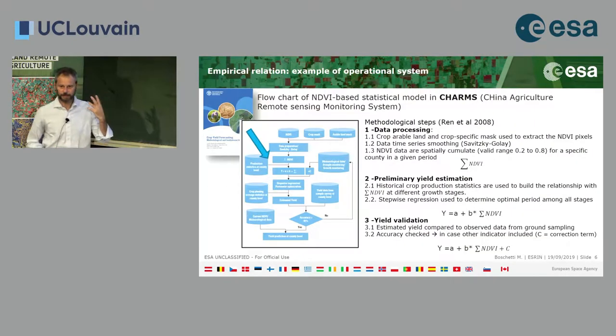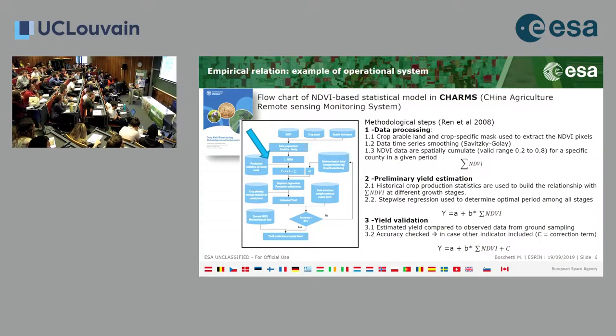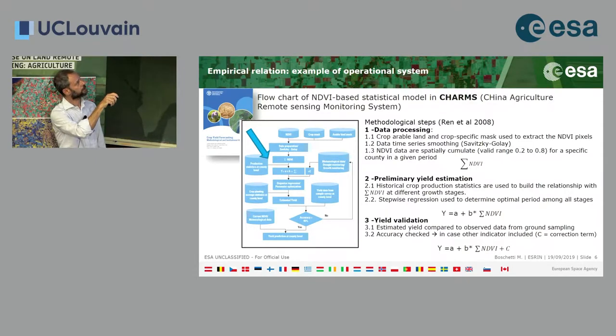Just to briefly understand for those who are not doing that, the colleagues are doing that. This is an example reported. I'll give you this link at the end. It's nice because it's on the web. It's a report made by FAO of the crop yield forecasting system. So you have all the examples in several countries. This is just to mention the empirical one. It could be the Indian one, but I mentioned the China one. Okay.